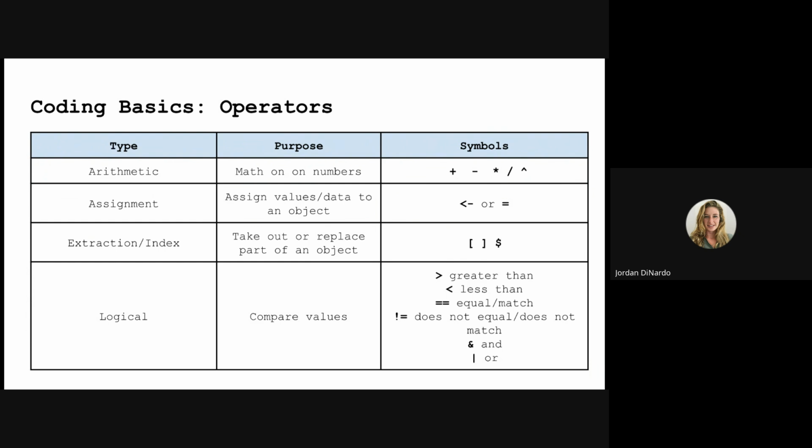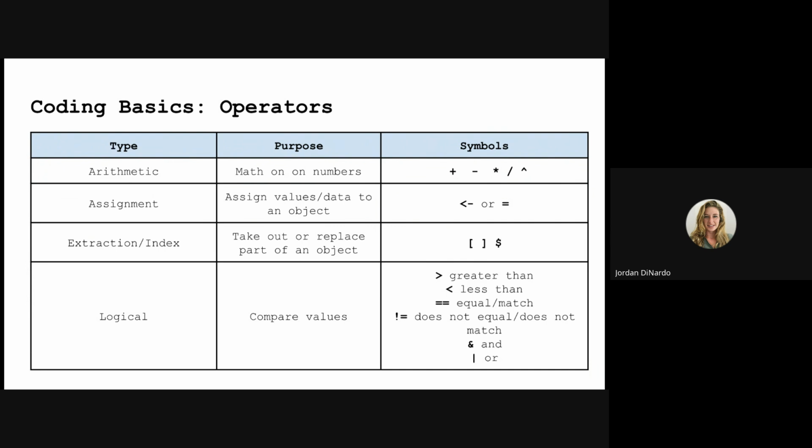Okay, some operators. We've worked through a few of these, but there's a bit more to work through. Arithmetic operators all work like basic math: plus, minus, the star multiplies, the slanted sign divides, and then the caret for raising to a power. We've worked through the assignment operator, so you'll have the arrow or the equal sign, although most folks use arrows. Extraction, or what is called indexing.